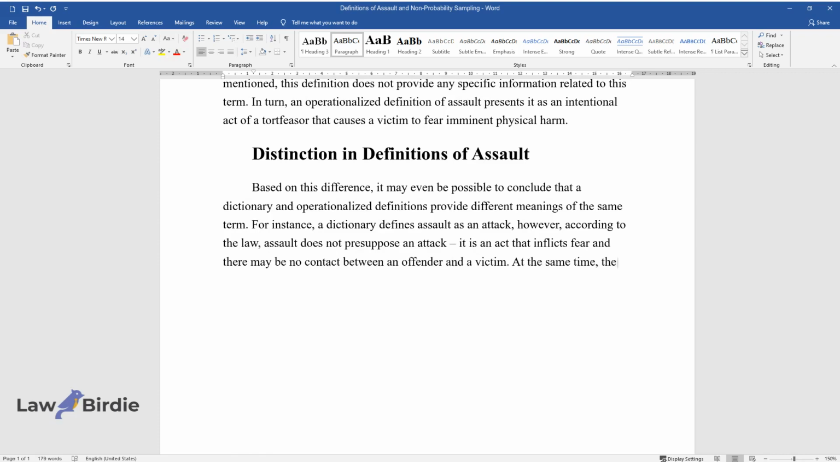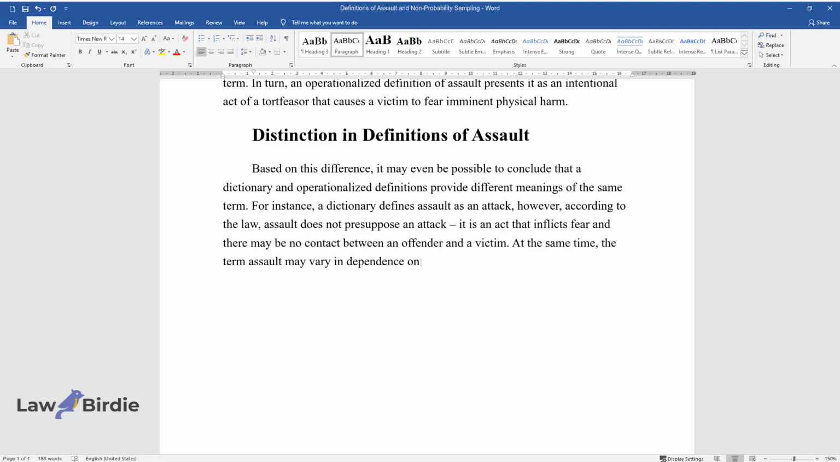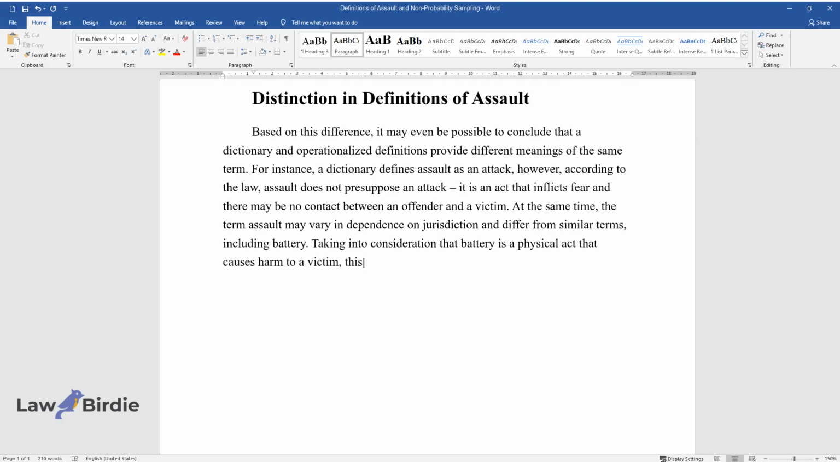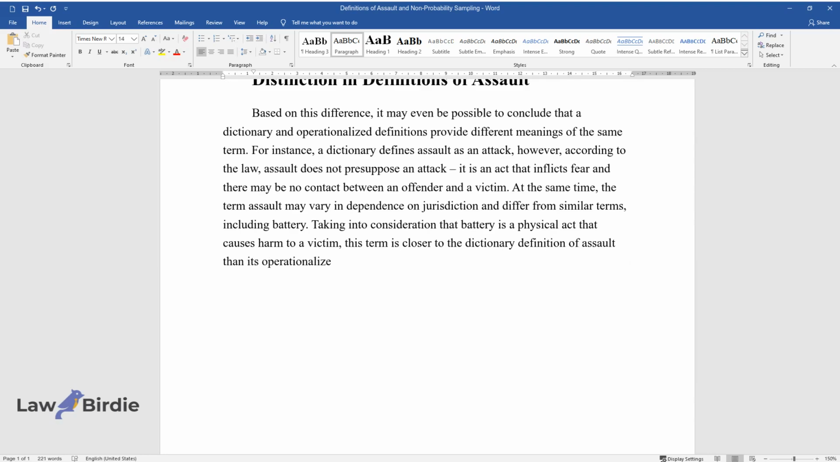At the same time, the term assault may vary in dependence on jurisdiction and differ from similar terms, including battery. Taking into consideration that battery is a physical act that causes harm to a victim, this term is closer to the dictionary definition of assault than its operationalized definition.